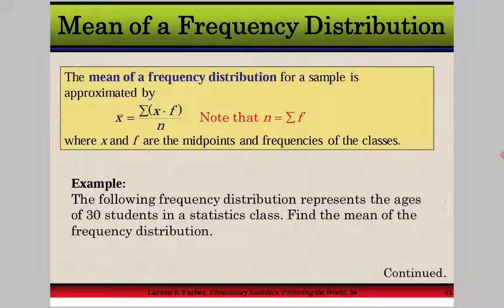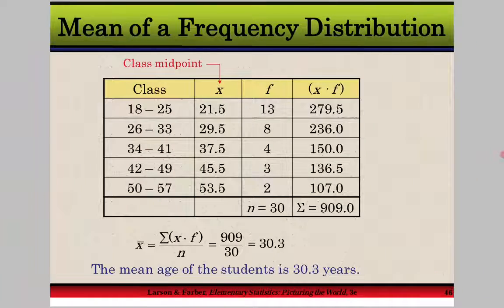And what is n? N equals sigma f, where x and f are the midpoints and frequencies of the classes. So this is the example. The following frequency distribution represents the ages of 30 students in a statistics class. Find the mean of the frequency distribution. So this is the frequency distribution table with class intervals, x, f and xf.